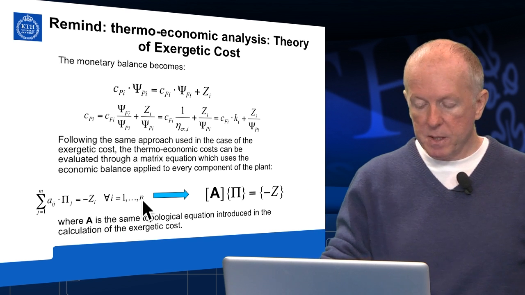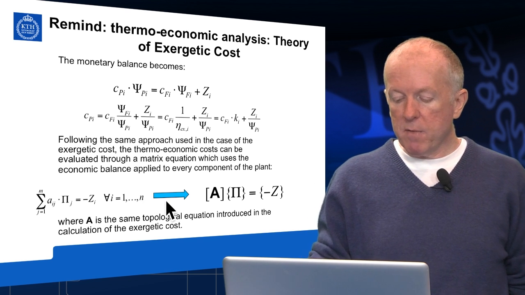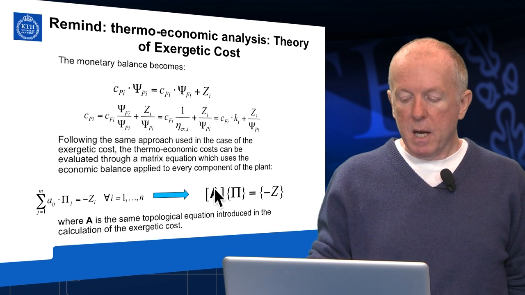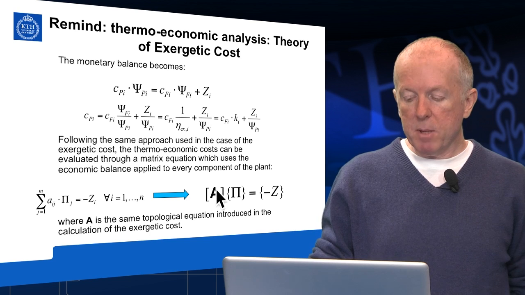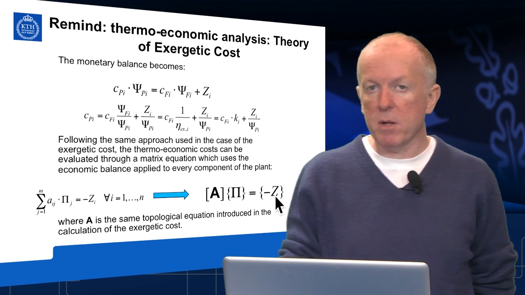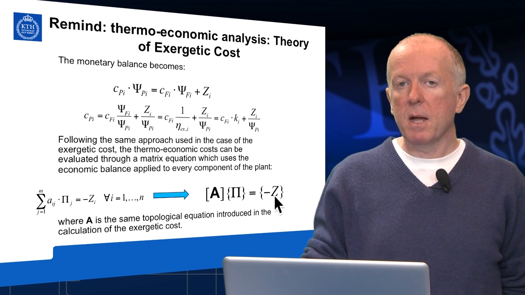You remember we can write it in a matrix form, which is again the same topological matrix A that we have already introduced in the exergetic cost theory, multiplied by the vector of the term economic cost of the exergy flows of the system, pi, equal to the vector of the negative, minus, investment cost, the recovery of the investment cost, the cost of the components of the system, Zi.